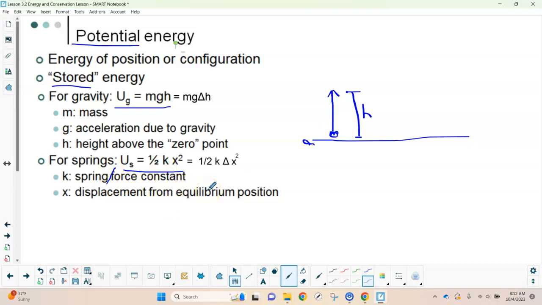So if you imagine different springs, it takes different amounts of force to compress or stretch them. Some are stronger and some are weaker. That K value is what's describing that. So the stronger the spring is, the bigger that K value. And then displacement from the equilibrium position, that's how far you stretch it. So the further you stretch it, the more distance it changes shape.